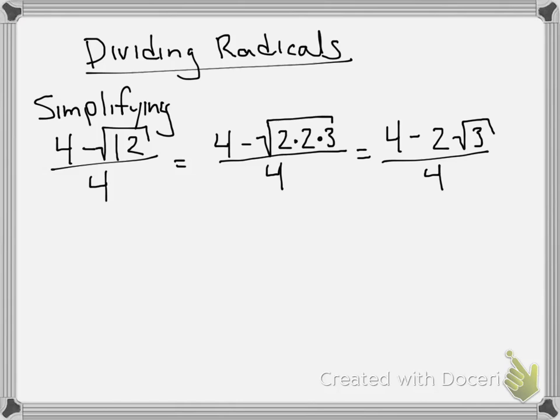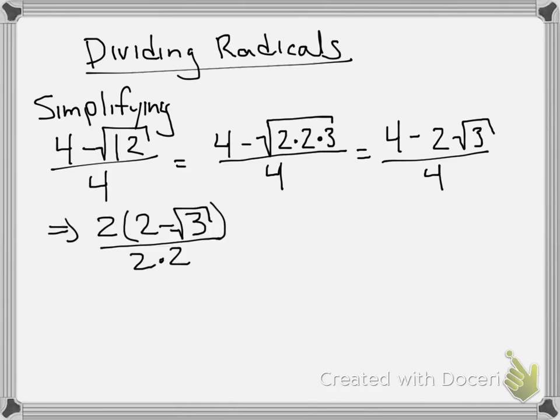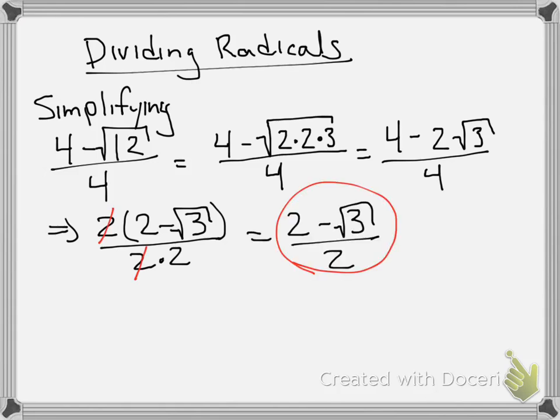Because basically we have the square root of 2 times the square root of 2 times the square root of 3. Well, what's the square root of 2 times the square root of 2? It's just equal to 2 itself, okay? So we've rewritten this. Now we can factor out a 2 out of everything up on top and rewrite this bottom 4 as a 2 times 2. We'll cancel off these 2's, and we've simplified it now as 2 minus square root of 3 all over 2.